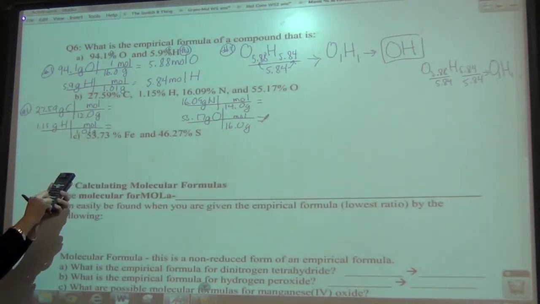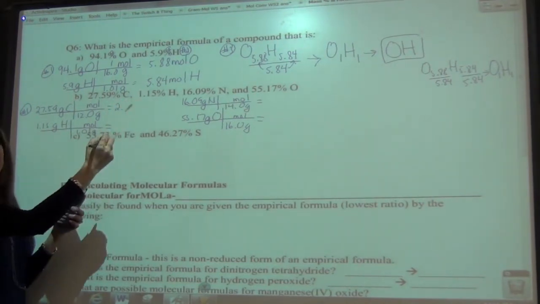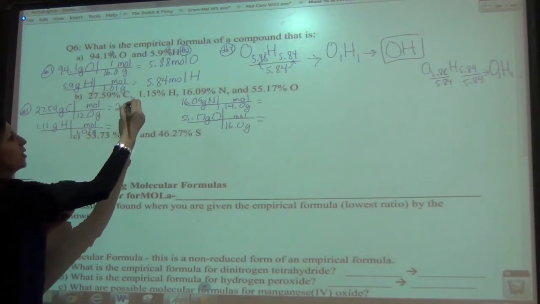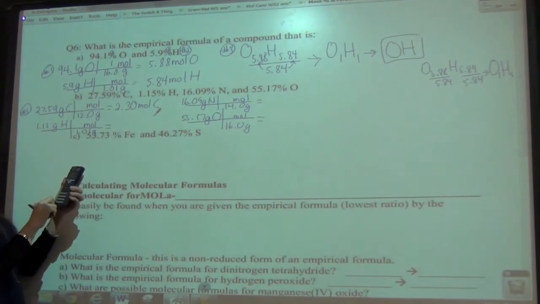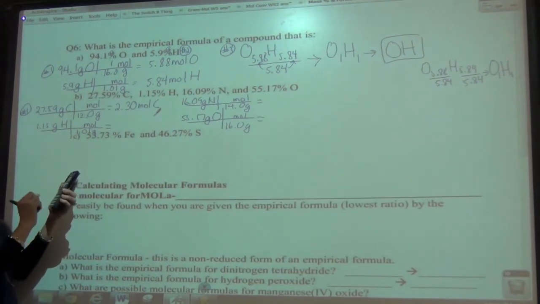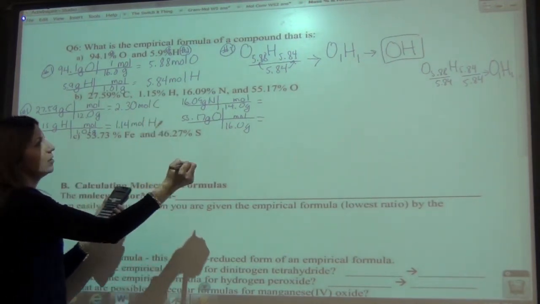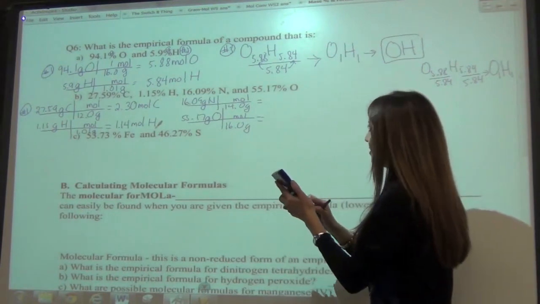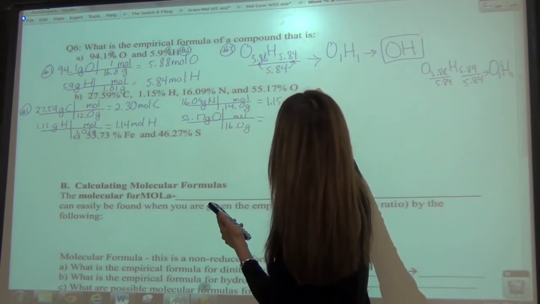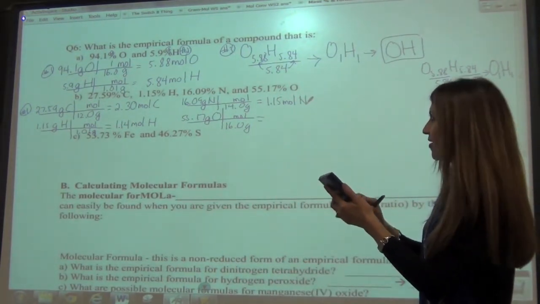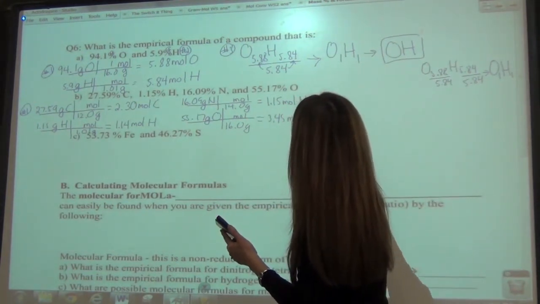We've got 27.59 divided by 12.0. And that gives me 2.299, which would be what? 2.30 moles of carbon. Then I've got 1.15 divided by 1.01. And that gives me 1.14 moles of hydrogen. Okay, next one I've got 16.09 divided by 14, and that's 1.15 moles of nitrogen, and 55.17 divided by 16, and that's 3.45 moles of oxygen.